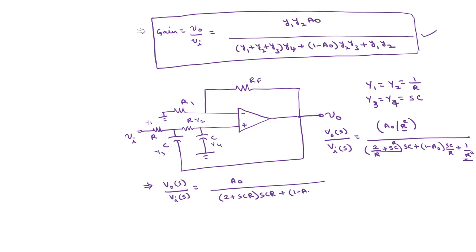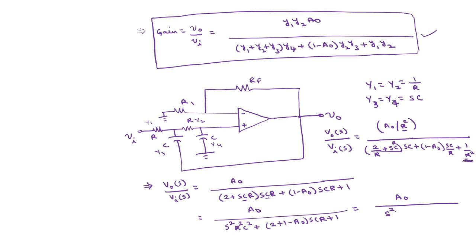Plus 1 minus A0 into sCR, R is the denominator, but R square is the LCM, so sCR again, plus simply 1. So if I further simplify this one, what is the s coefficient and what is the constant? s square R square C square, from here to here. This is 2 sCR, this is 1 minus A0 into sCR. So sCR if I take as common, plus 2 plus 1 minus A0 sCR plus 1. So this is equal to A0 divided by s square R square C square plus (3 minus A0) into sCR plus 1.